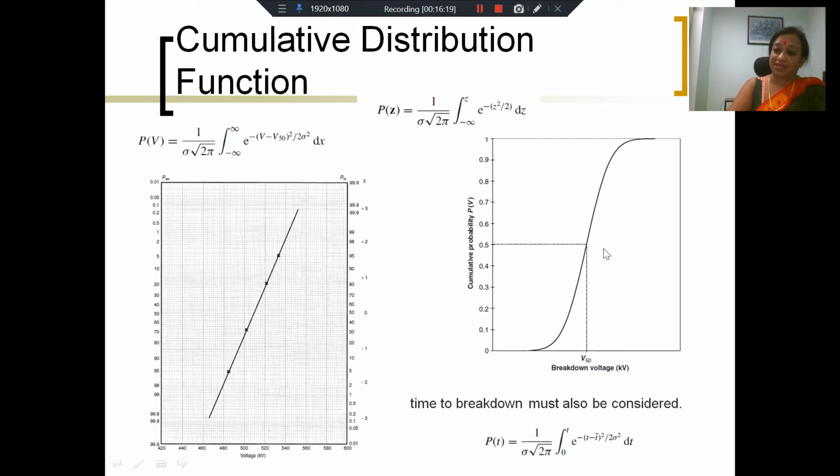But then there will still be quite a considerable number of samples which will not have broken down. But when you go to the steady state value, which is unity, then all of your samples will definitely have broken down, and you have a certainty of breakdown.